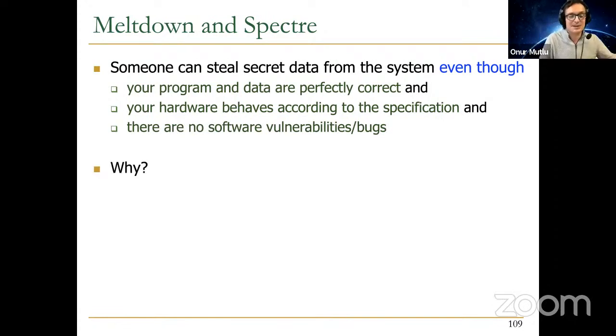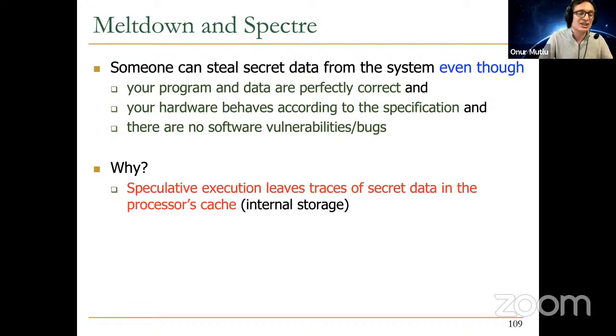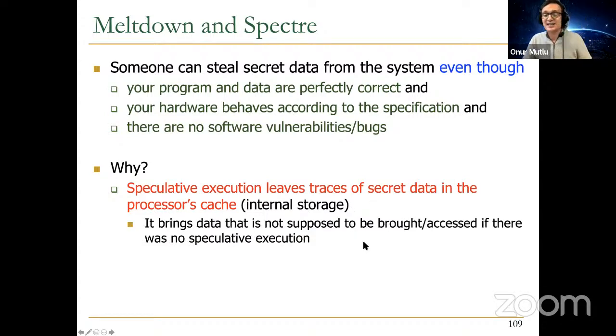I'm not going to go through details, but if you've taken digital design and computer architecture, you have a lot of the ammunition that you need to understand why this is happening. It's a bit more sophisticated. It's not as easy to follow, and the attacks are not as easy to mount, I will say. But essentially, at the high level, speculative execution due to branch prediction, for example, or out of order execution of instructions, leaves traces of secret data in the processor's cache, which is internal storage, as you know. It brings in data that's not supposed to be accessed if there was no speculative execution.